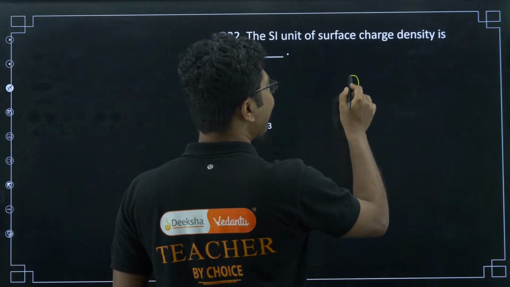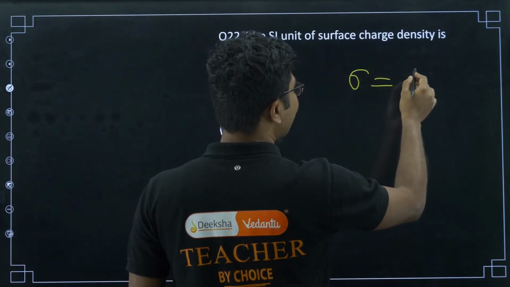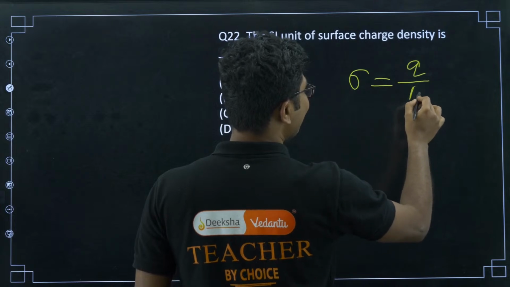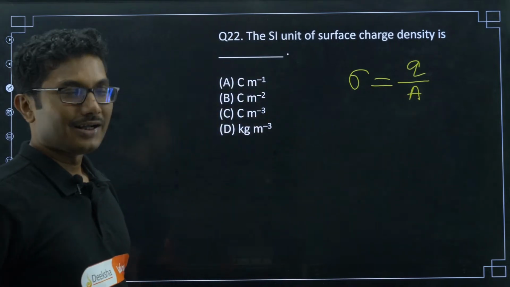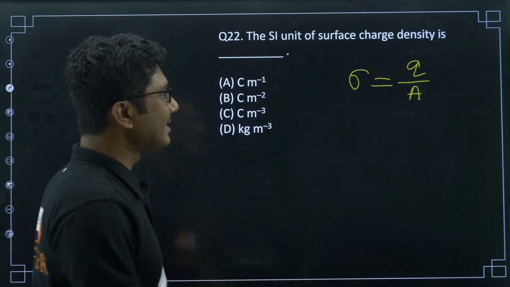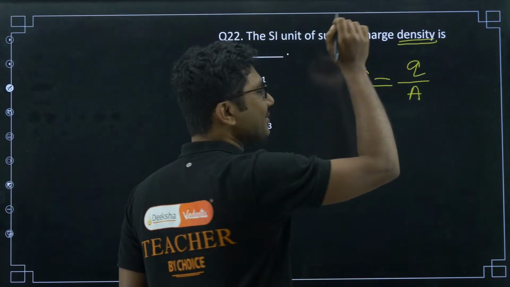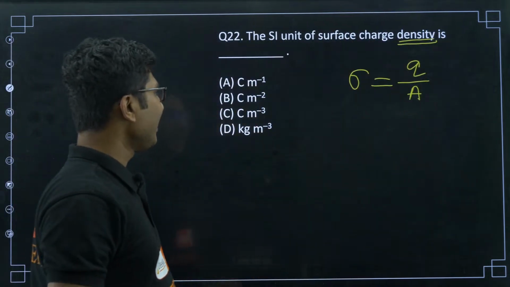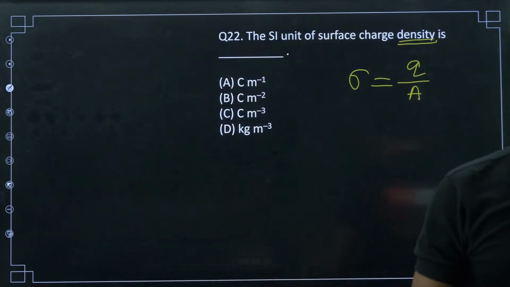Surface charge density. Now, I am giving you, as usual, a hint. Surface charge density is Q divided by area. Q divided by area. This term density sometimes is confusing. That is it. Okay. I know who is going to answer it correctly.